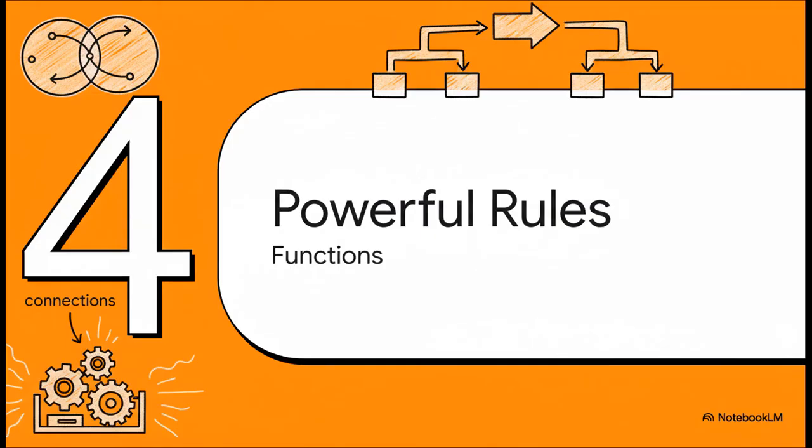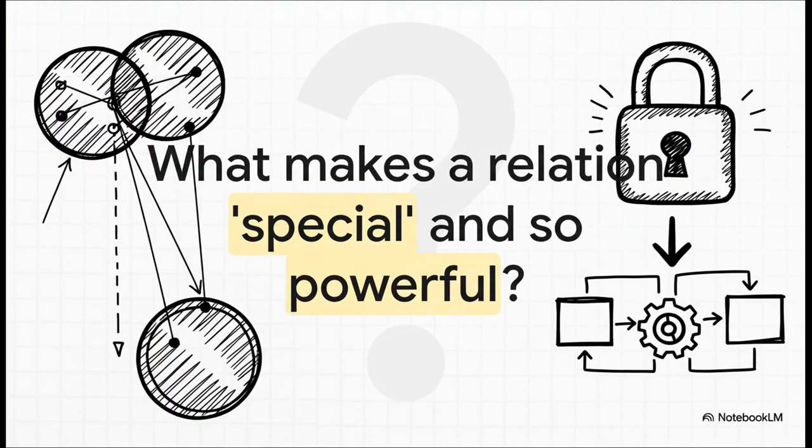Okay, it's time for the final piece of the puzzle, the big payoff. We've gone from simple collections to making specific connections. Now it's time to build a powerful, predictable rule-making machine. So we know that a relation is just a set of connections, but why are some of them so much more useful and powerful than others?